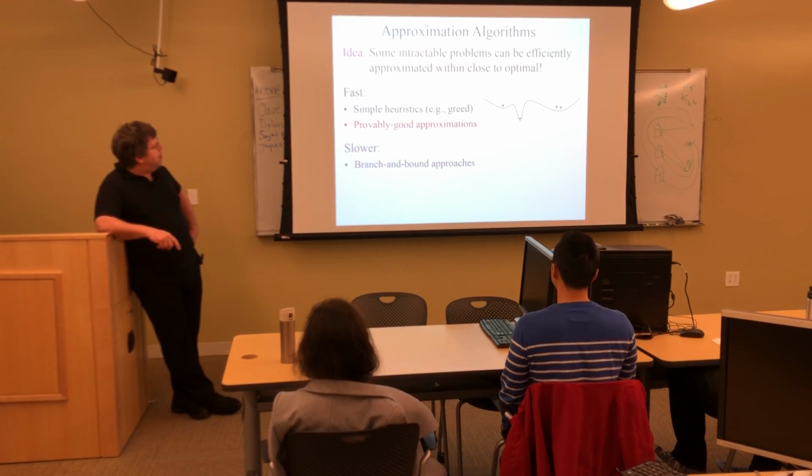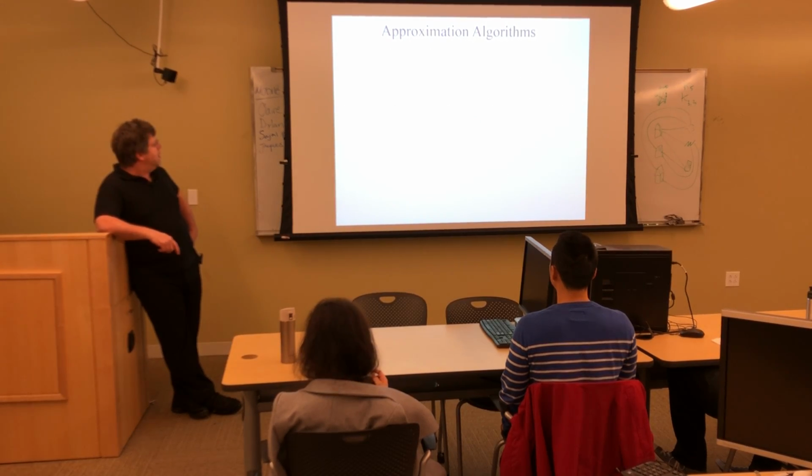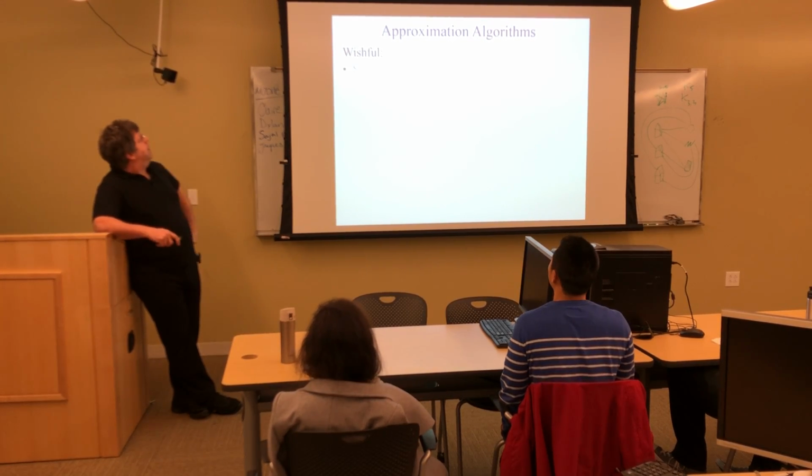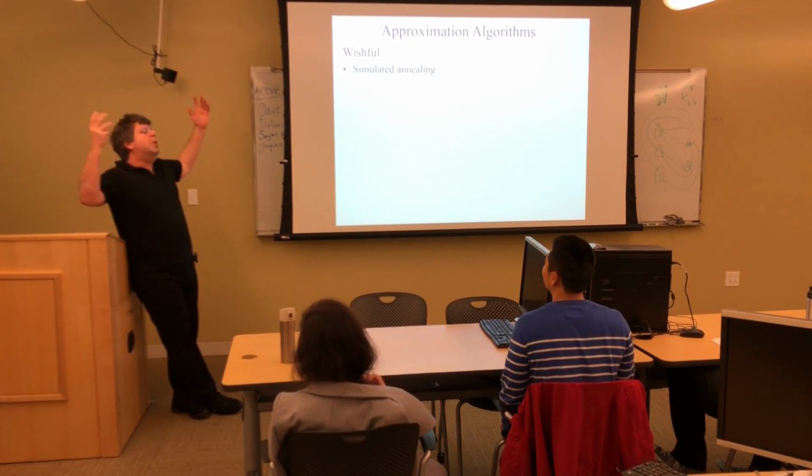And then some slower approaches that have been used are branch and bound approaches and integer linear programming. Those typically tend to run in exponential time, worst case. And then there's what I kind of refer to as the wishful thinking algorithm, where you basically throw something at it and hope for the best.